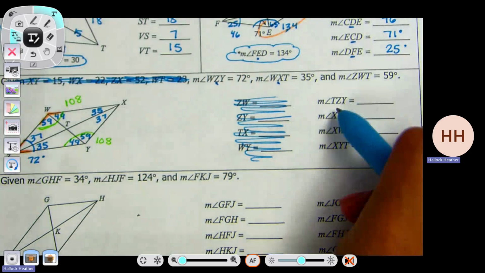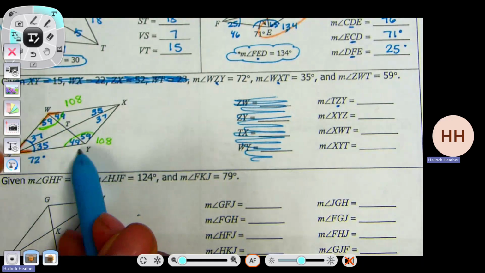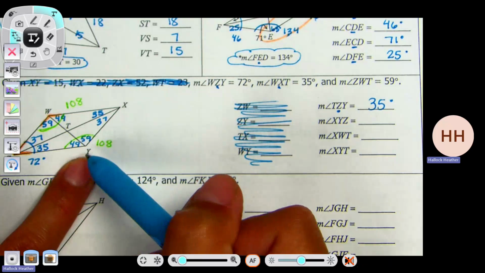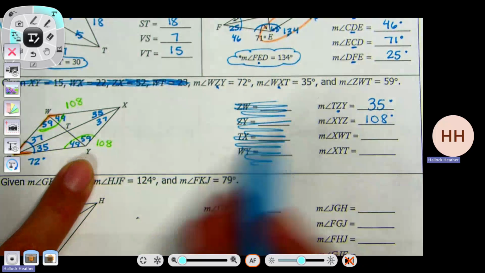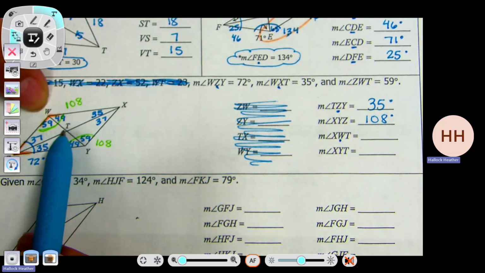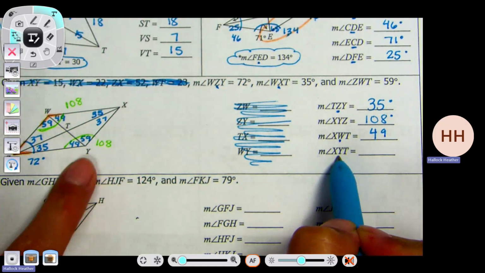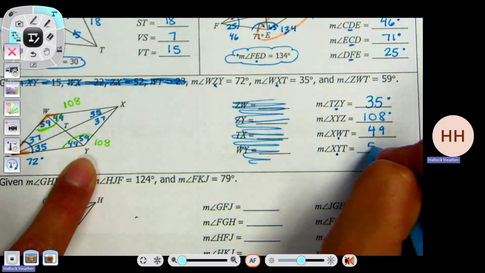So TZY focuses on Z. Z is here. If I start at T, go to Z, and end at Y, that's 35. The next one is focused on Y. You're starting at X, going to Y, ending at Z. 108, because it's a whole thing. The next one, you're focused on W, starting at X, going to W, ending at T. 49. And the last one, you're focused on Y, and it's X, Y, T. 59. So, try the next one.